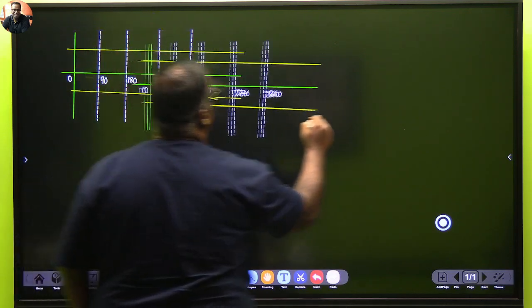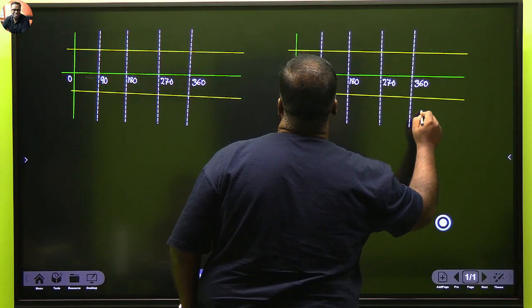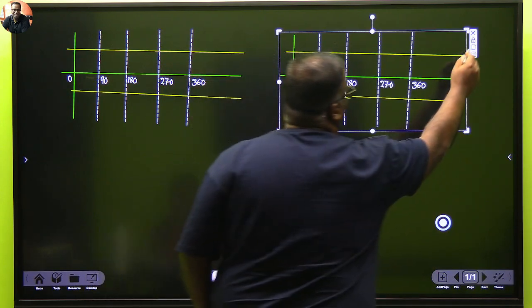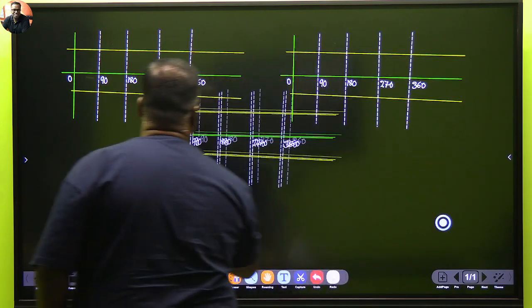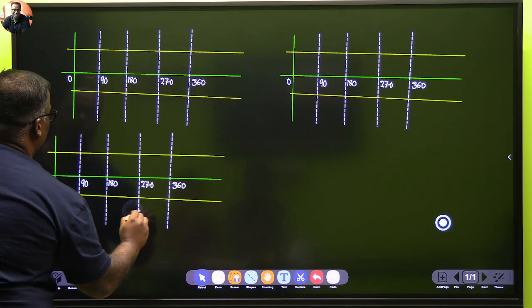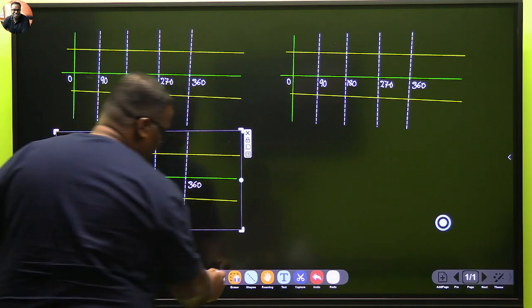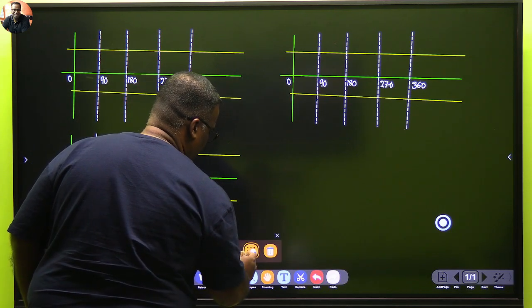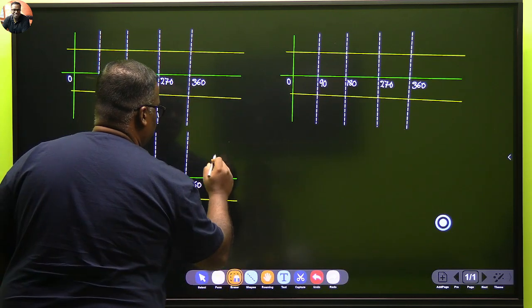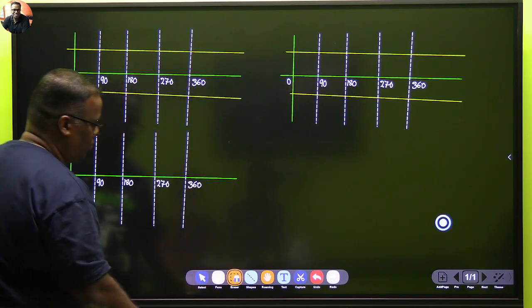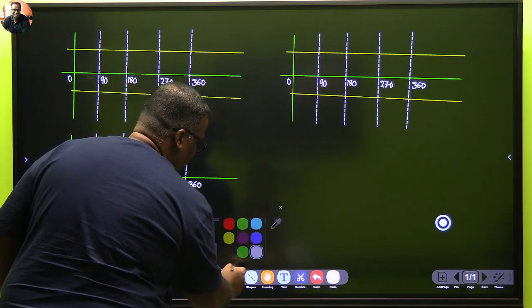Okay, and what I do, I will copy this portion and I'll keep it here so that the cos curve can also be made, and I'll copy this so that the tan curve can also be made. But only in the tan curve we will not use these lines. These are not required in the tan curve. Okay, so quickly let us see the sine curve.